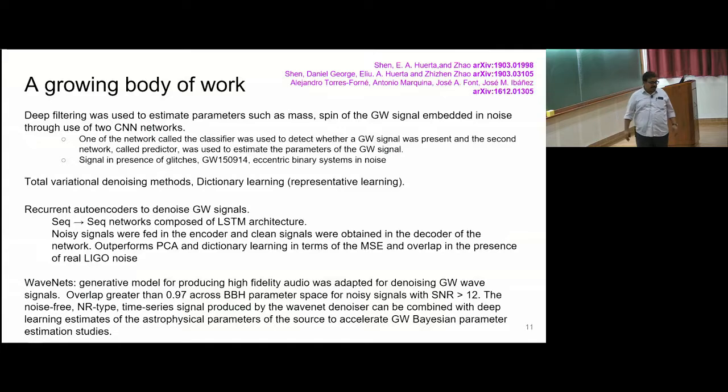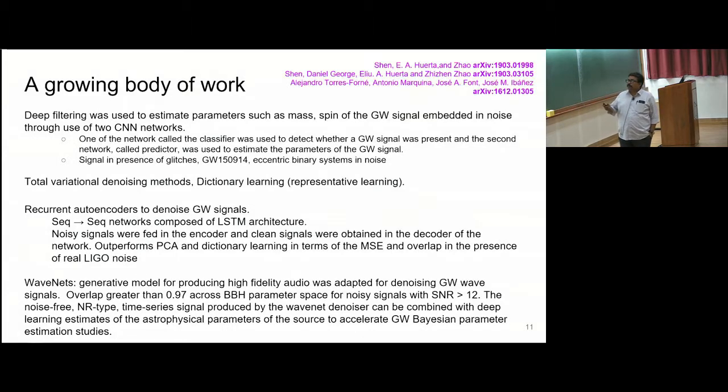I don't anticipate that they will take over the way we do data analysis in CBC anytime soon, but we must be mindful of these kinds of technologies that are being developed. In particular, very interesting recurrent autoencoders, where one uses sequence-to-sequence networks, and wavenets, where signals across the binary black hole parameter space with signal-to-noise ratio greater than 12 have been denoised with an overlap greater than 0.97. So we are just getting there.